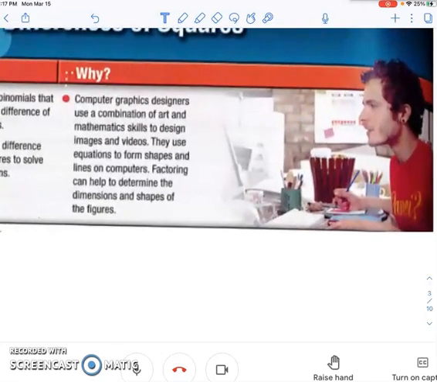Computer graphics designers use a combination of art and mathematics skills to design images and videos. They use equations to form shapes and lines on computers. Factoring can help determine the dimensions and shapes of the figures.